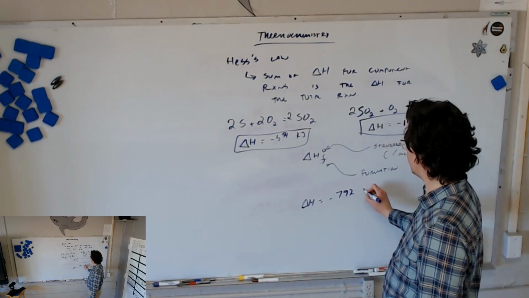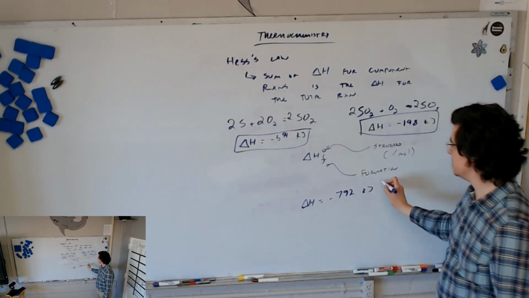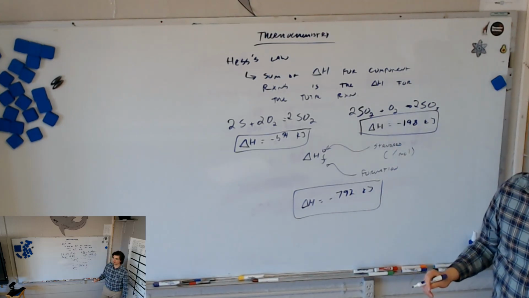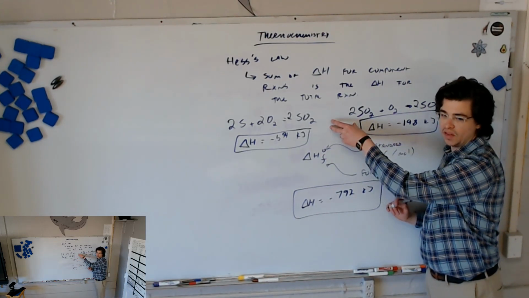We could have done the math. I mean, I'm just too lazy to actually add those up. Negative 792. This is easy. Or, I don't want to hurt your feelings. This should be easy, right? We just add these two numbers together.